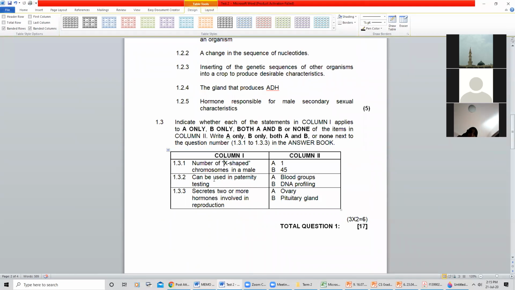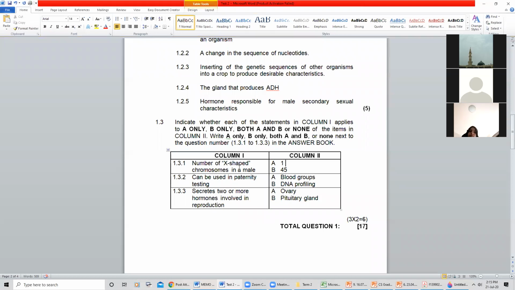Okay, then we say, can be used in paternity testing. Can blood groups be used in paternity testing? Yes or no? Right, when you're answering this, you probably say, okay, it's not 1, and this one wasn't 45, and then you say, therefore, it's none of those, right? Can you use, good, right? So we've got the answer there that it's both A and B, right? So blood groups, yes, we can use them for finding out paternity.